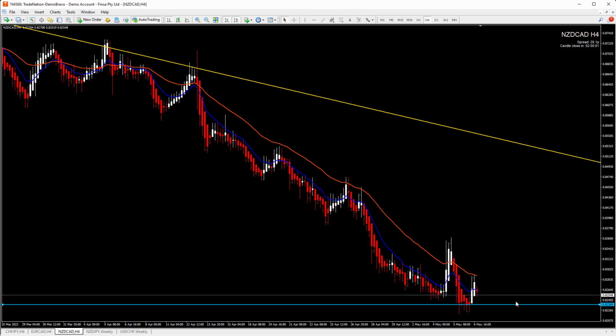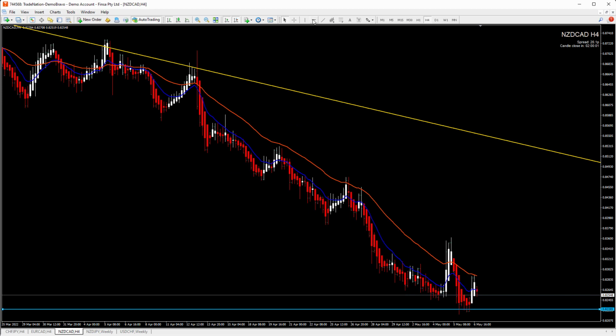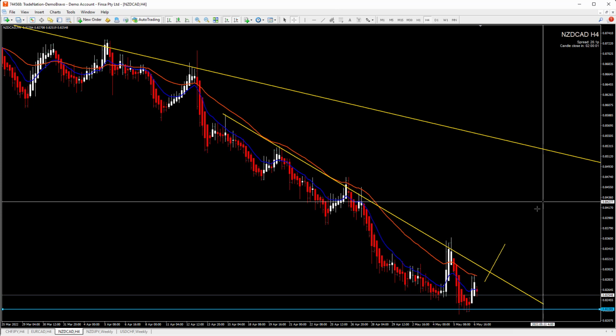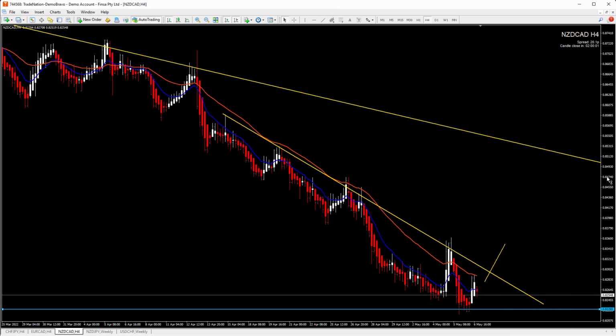So we go to the 4-hour chart. We see that this is the previous low. We have this trend line. Okay, so whenever price breaks this trend line, we can try to buy this and target, of course, the daily 36 EMA together with this trend line.